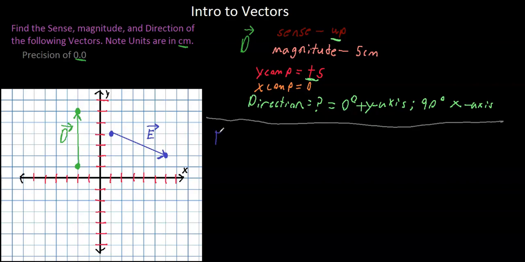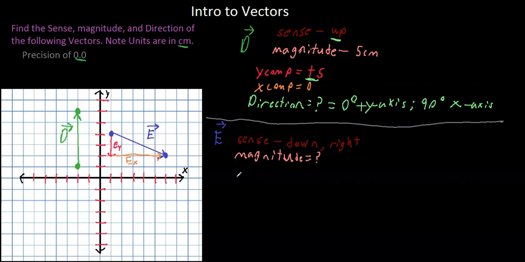Vector E has a sense. Let's pick our colors again. Its sense is clearly going down and to the right. Its magnitude we can figure out via its x and y components. So we have its y component, which is going down, and we'll call this E of y. And it has an x component, going to the right, and we'll call this E of x.